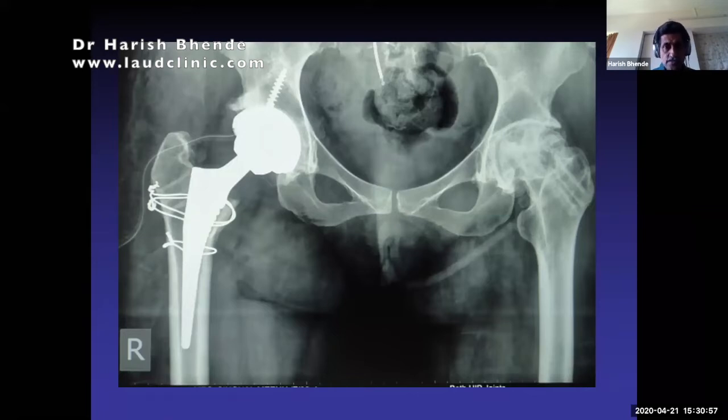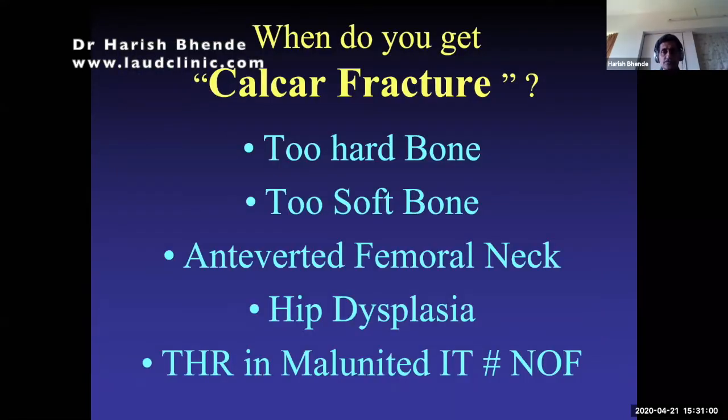Now, the question is, when do you get these fractures, intraop fractures? As I said, too hard bone or too soft bone, either of them can give you a fracture. RA patient on steroids, the bone is very soft. You try to use a non-cemented implant because you are fond of those non-cemented implants and you don't want to put cement in the medullary cavity. Well, you are more prone to get fracture during surgery.